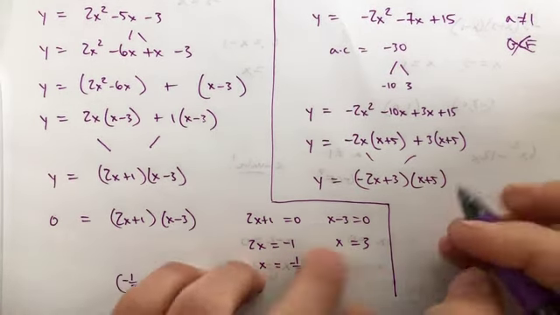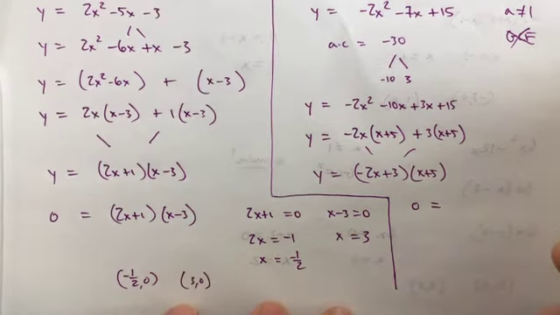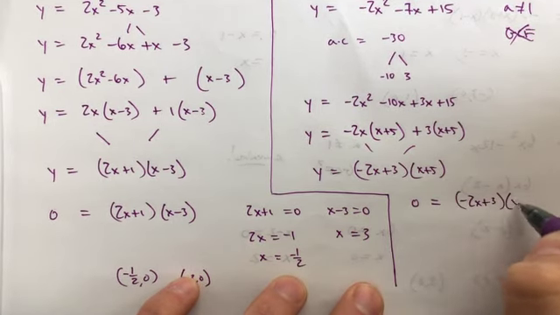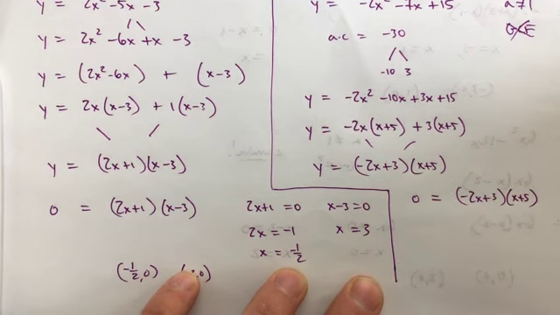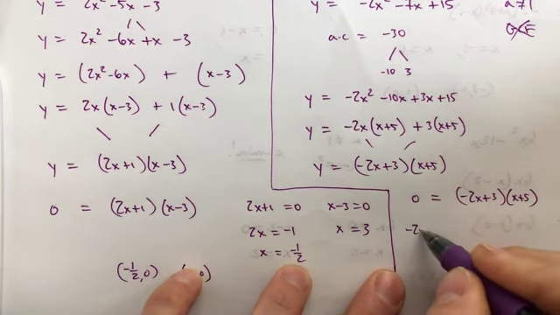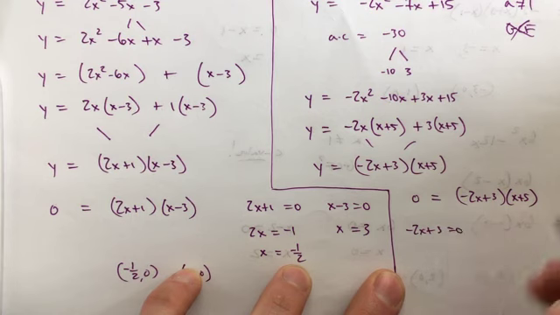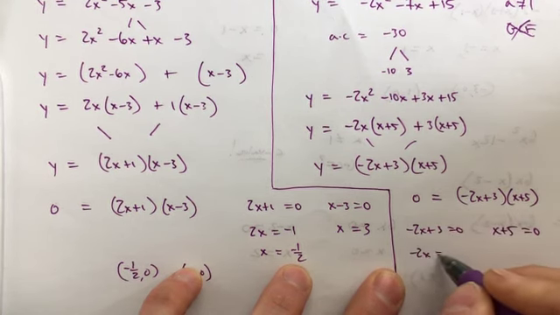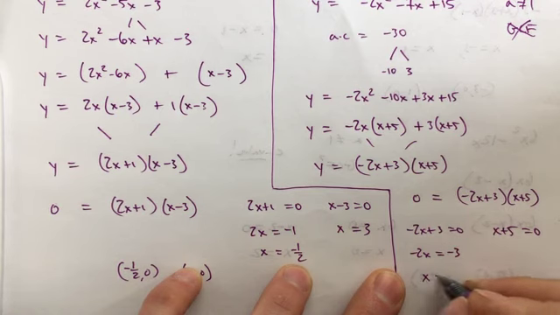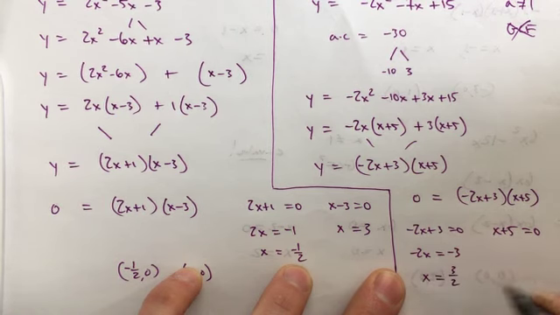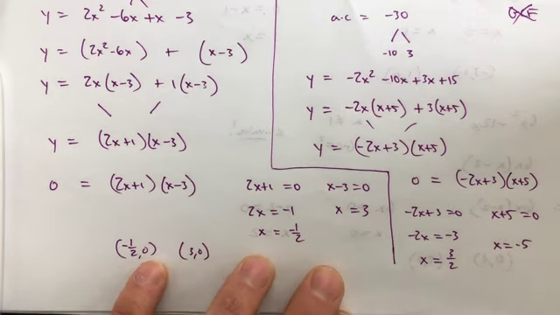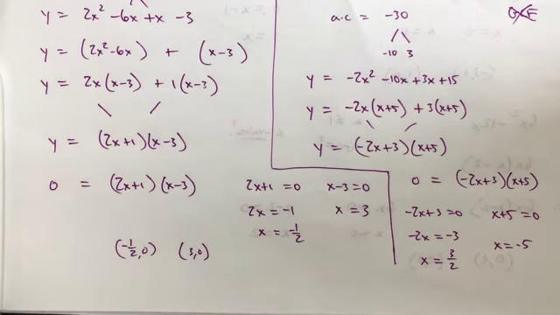And now that we factored it, if we want to find the x-intercepts, we can say 0 is equal to negative 2x plus 3 times x plus 5, and again use the zero product property. So either negative 2x plus 3 equals 0, or x plus 5 equals 0. Negative 2x equals negative 3, or x equals 3/2, and here x equals negative 5. So that's given me my two x-intercepts.